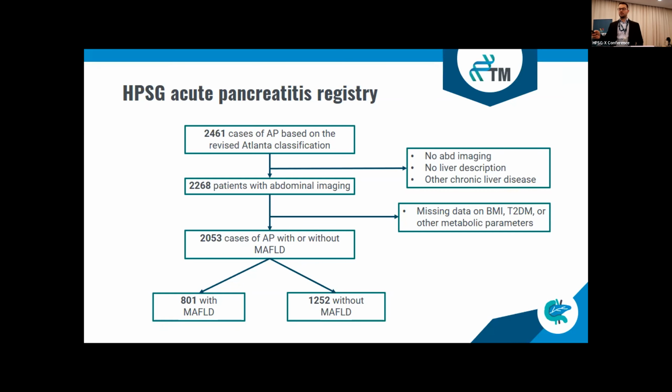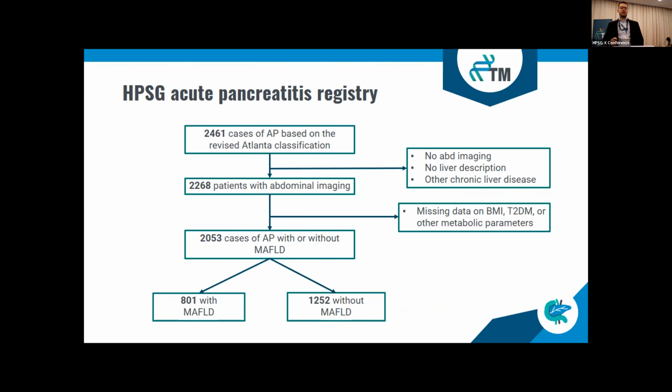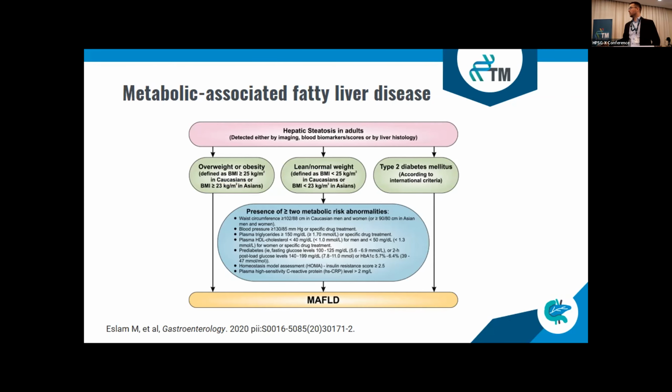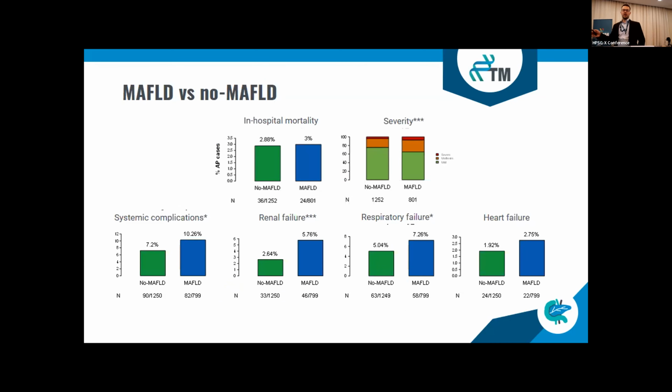Going further, we were assessing the other criteria, and we were analyzing whether there is data regarding the body mass index, the type 2 diabetes, and the metabolic group as well. But if any of the criteria was already positive, then we could diagnose metabolic-associated fatty liver disease. Based on this, we included 801 patients in the MAFLD group and over 1,200 patients in the non-fatty liver disease group. Quickly, I will show just a couple of results about severity and complications.